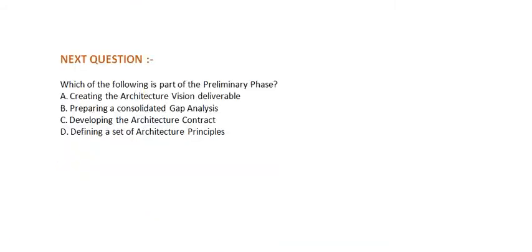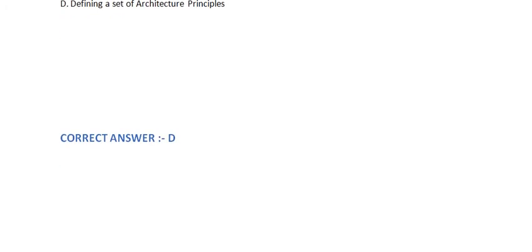Next question is, which of the following is a part of the preliminary phase? Option A, creating the architecture vision deliverable. Option B, preparing a consolidated gap analysis. Option C, developing the architecture contract. And option D, defining a set of architecture principles. The correct answer is option D.